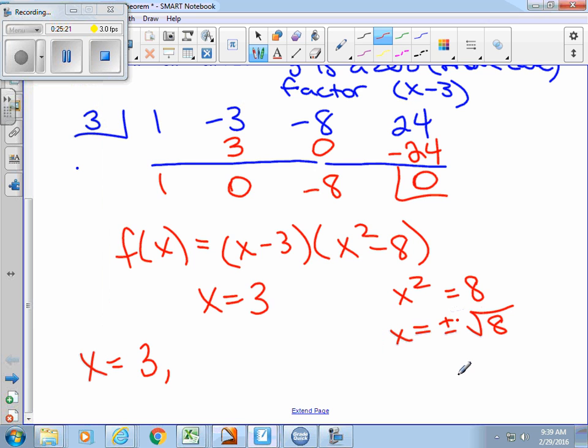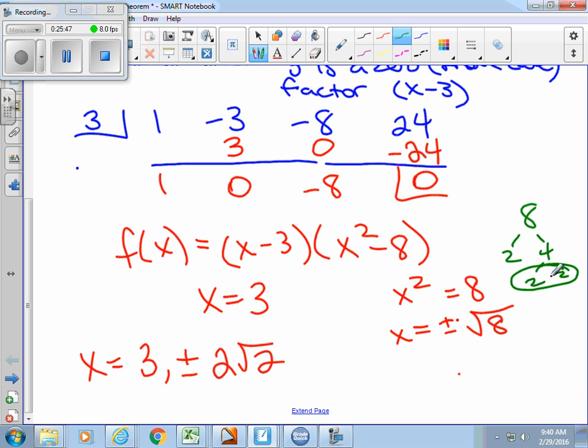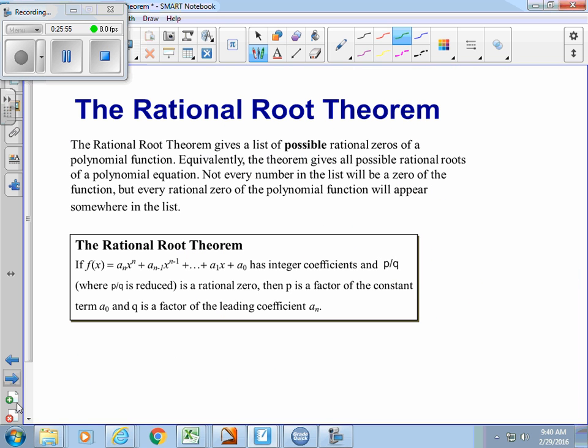So the zeros here are 3 and positive or negative square root of 8. If you are matching multiple choice, this would be 2 square root of 2. Does everyone know how I got the 2 square root of 2? The factor tree on the 8. Just a quick reminder. Lots of good review today. 2 and 4, 2 and 2. And I would pull one of those sets of 2's out, and there would be one left in the radical. Okay.